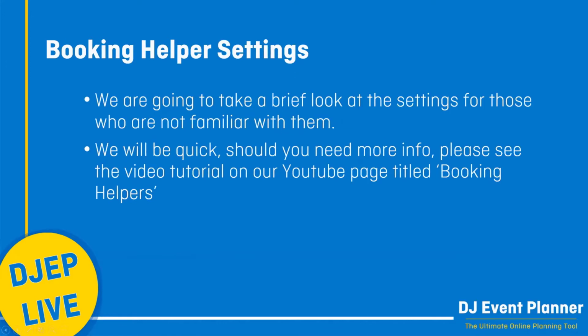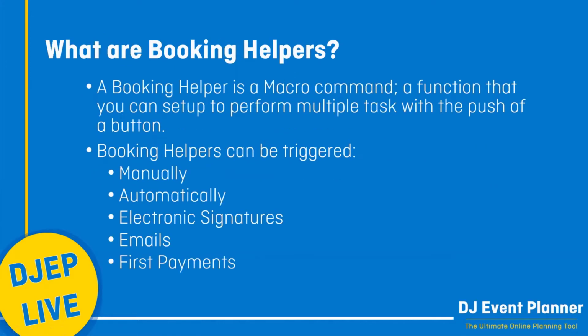So what is a booking helper? Let's go back there for a second. A booking helper in basics is a macro command. It's a function that you can set up to perform multiple tasks with literally the push of one button. Booking helpers themselves can be triggered either manually, automatically, by an electronic signature, emails, and first payments.